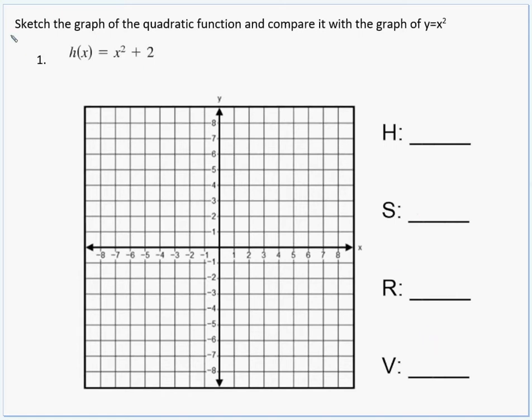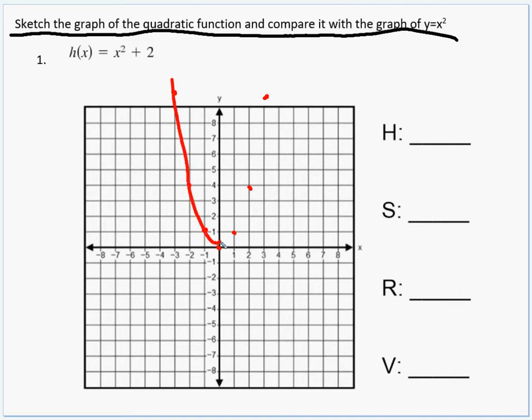Let's read the directions: sketch the graph of the quadratic function, compare it to the graph of x squared. I'm going to switch to red ink, and I'll do x squared here. 0 squared is 0, 1 squared is 1, 2 squared is 4, 3 squared would be 9, and that would be just off this graph. Negative 1 squared is 1, negative 2 squared is 4, negative 3 squared is 9. So here is our basic graph, our parent graph.